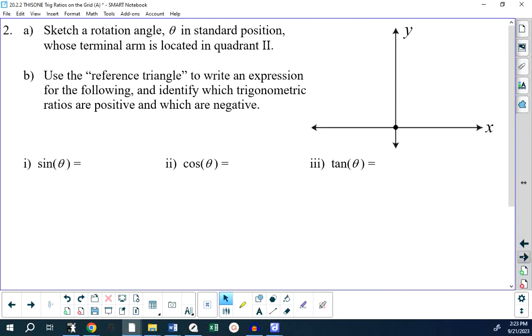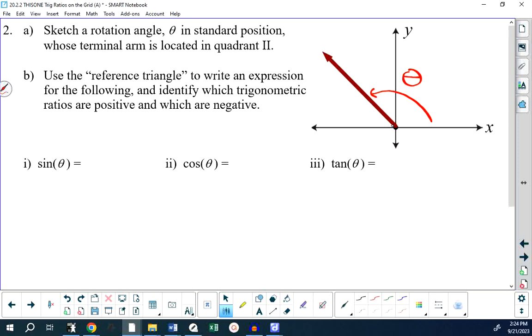Warm-up 2. Sketch a rotation angle in standard position whose terminal arm is located in quadrant 2. Okay? I don't care where you draw it. It's got to be in quadrant 2, though. Right? I mean, I care where you draw it, but I don't care what the exact angle is. I want you to notice here that this is theta, but the question says use the reference triangle.